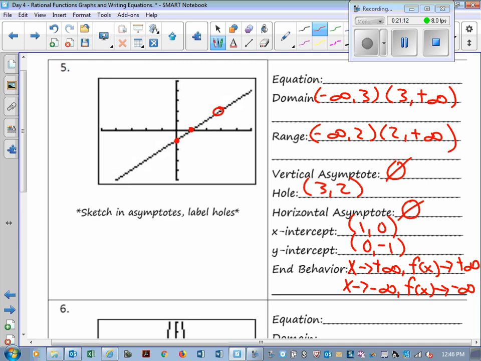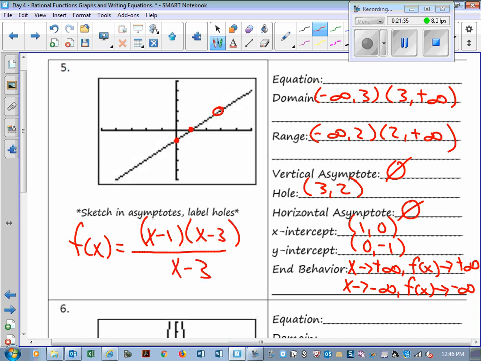All right, Eddie. You think you got it? We're telling you how to do entire calculus. What do you think? y equals x minus 1 parentheses times x minus 3 over x minus 3. There's more. You tell me.